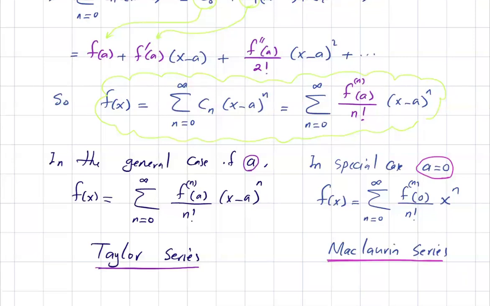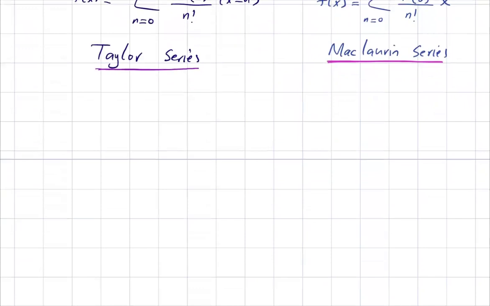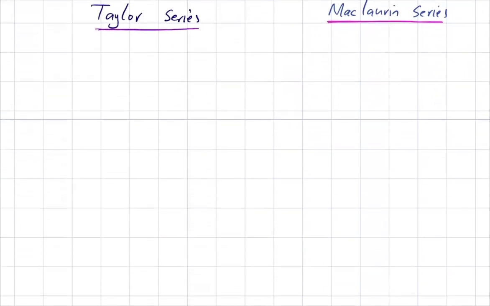So let us use the Maclaurin series to find the power series expansion for the exponential function. What is the power series expansion of f of x equals e to the x around 0?